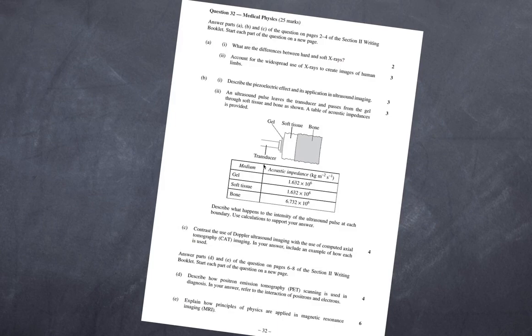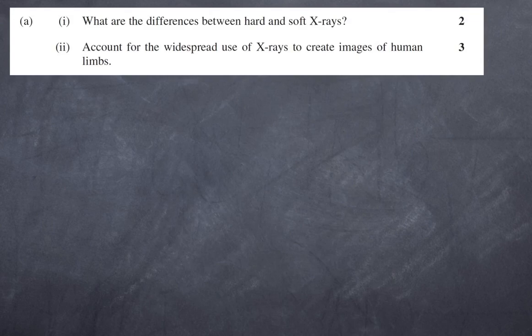So let's get started. The first question, part A, is: what are the differences between hard and soft X-rays? And secondly, account for the widespread use of X-rays to create images of human limbs. Now let's have a look at part A. Part A is only worth 2 marks, and we're interested in differences between hard and soft X-rays.